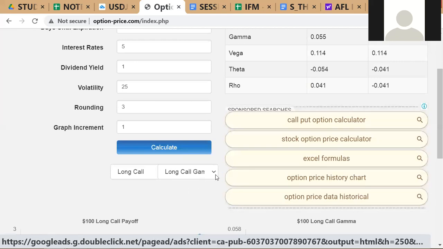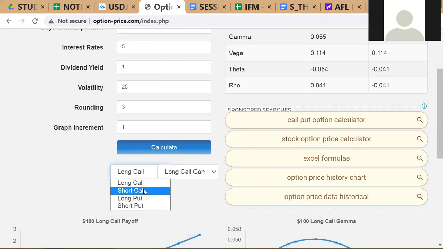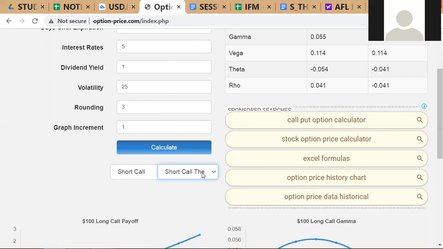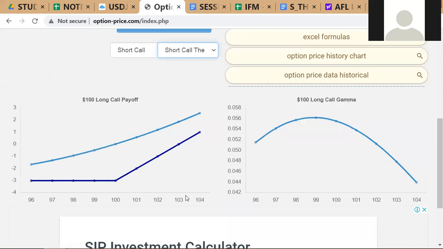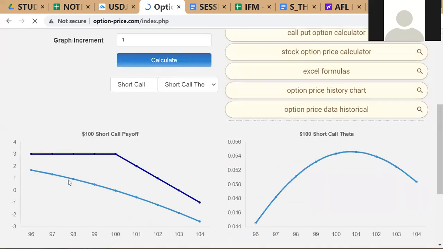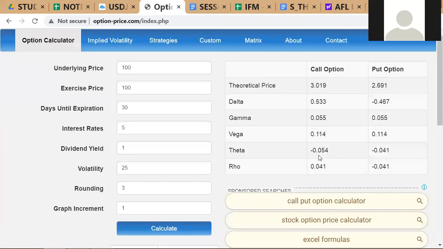How about short call? If you want to put a short call, then you can put a short call theta. Here, short call theta, okay? Yes, sir. And now we do the calculate thing again. Okay. You can see the short call theta. Because these Greeks are given for long positions.